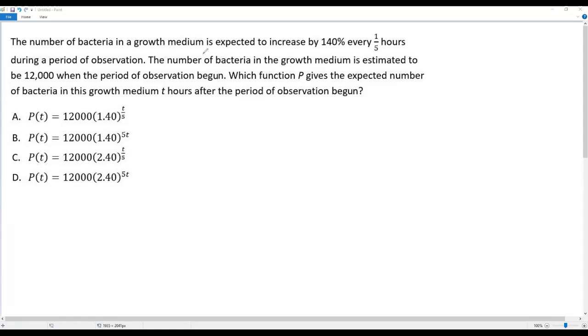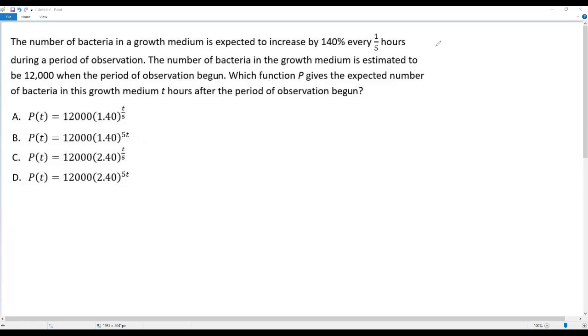The number of bacteria in a growth medium is expected to increase by 140% every 1/5 hours during a period of observation. The number of bacteria in the growth medium is estimated to be 12,000 when the period of observation began. Which function P gives the expected number of bacteria in this growth medium T hours after the period of observation began? When I go over the answer choices, we have an exponential function in each answer choice.